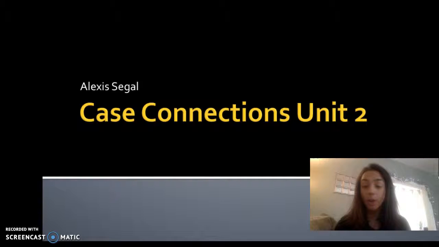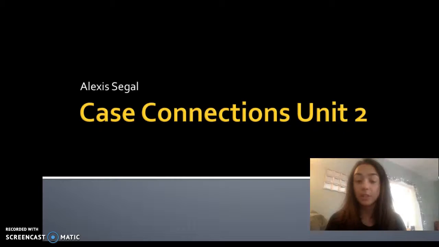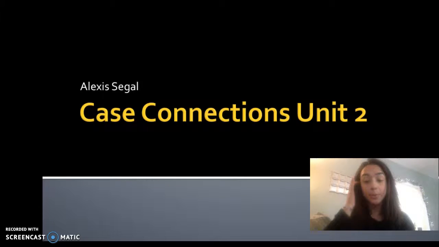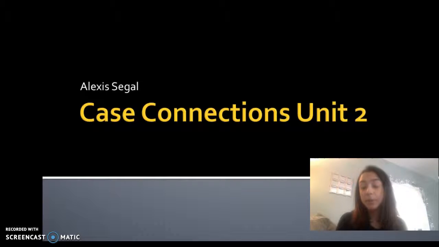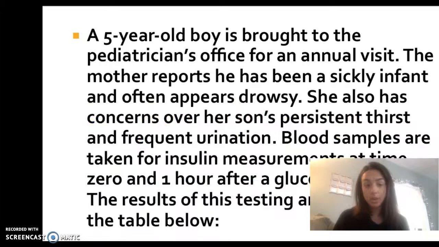These cases are more of a clinical application to the material that we've been learning thus far in Unit 2. So the two cases that I've selected out of the four are cases number 3 and 4, so hopefully my explanations will fully explain my understanding of these two concepts.